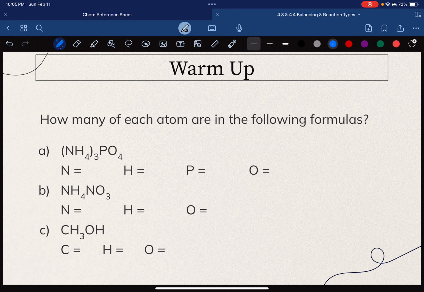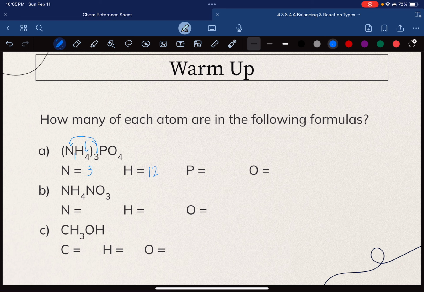Alrighty, so you have NH4 in parentheses and there's a 3 on the outside. Just like regular math, this 3 on the outside is going to distribute and multiply and apply to whatever elements are inside the parentheses. So for nitrogen, there's only 1 because there's no number, so it's an invisible 1. 3 times 1 is 3, you have 3 nitrogens. 3 times 4 is 12, so you'll have 12 hydrogens.